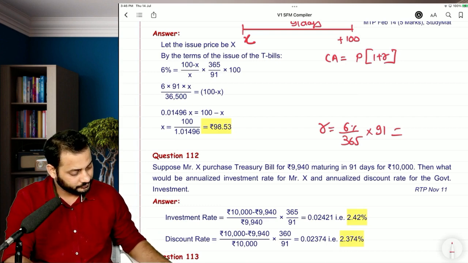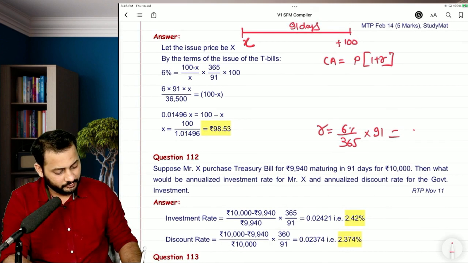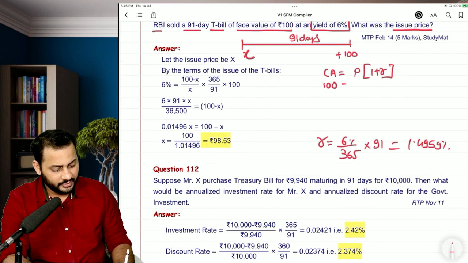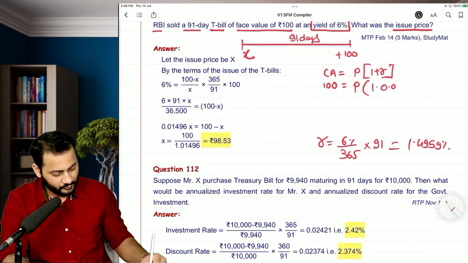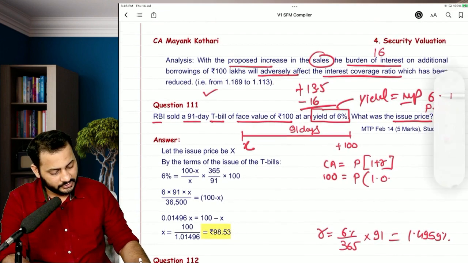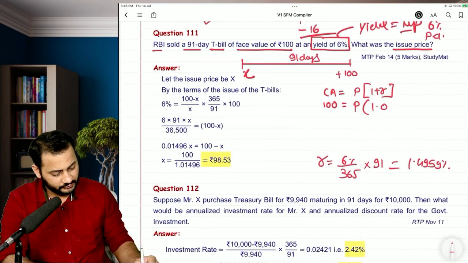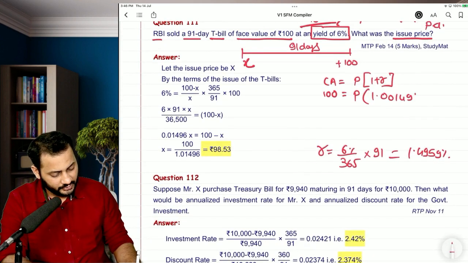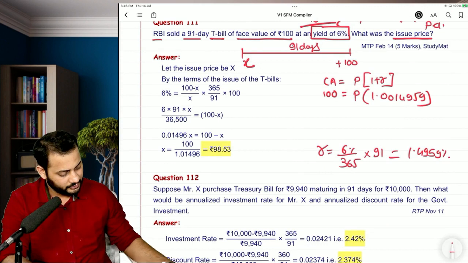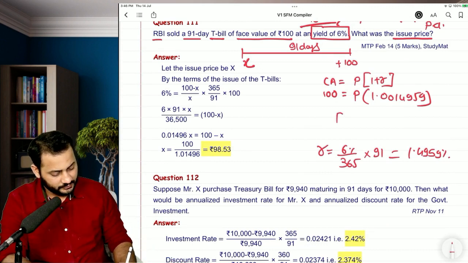Simple. That will come to 1.4959%. Now, you are getting 100 rupees at the end. This is going to be the issue price. That percentage is 0.01. How much is the return? 0.014959. Let's solve it. 100 divided by 1.014959. The answer is 99.85.